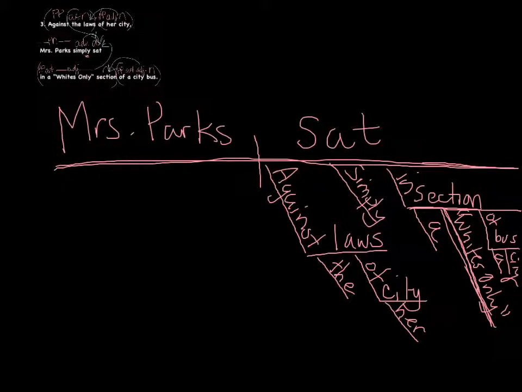If I were to go through and check the points for this diagram, remember you have points for your labeling, but the points for the diagram would work this way. Mrs. Parks would be a point. Sat would be a point. Against the laws, that prepositional phrase is one. Of the city is one. Simply would be a point. In a whites only section would be a point. And then of a city bus.